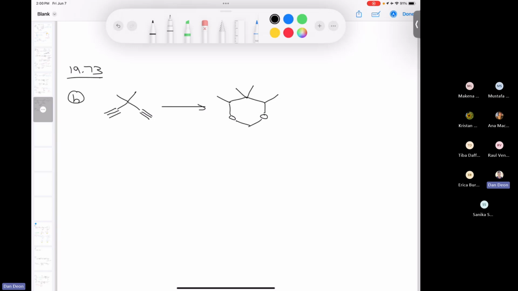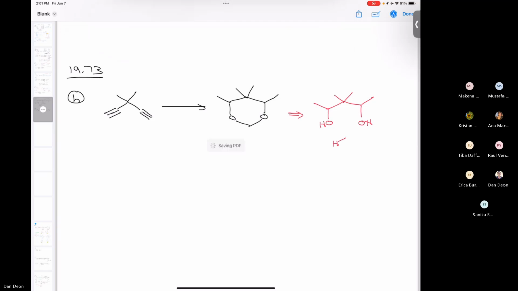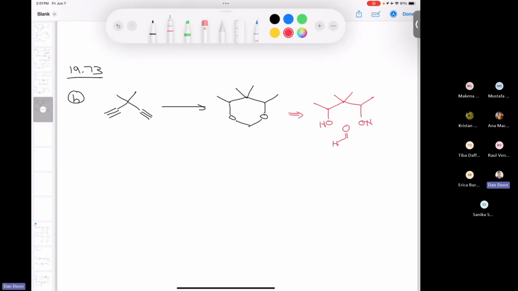So what I would say with this one, it's not abundantly clear. Really, when you first look at these, it's like, what's going on here? But you can see that you're making an acetal, right? Here's the acetal here. So in terms of retrosynthesis, you would have this diol, like this, and then you would have formaldehyde as your aldehyde in this particular case. So then the question becomes, well, how do I get from here to here?